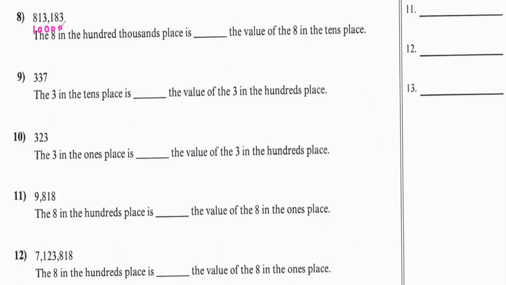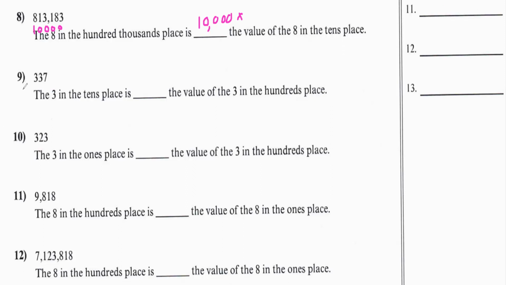This is the last digit. So 1 2 3 4, I put the 4 zeros here, and since I put all the zeros on the right side of the 1, you have to multiply. That means 10,000 times. 10,000 times the value of the 8 in the tens place. This is number 8. You have to write on the answer place also.